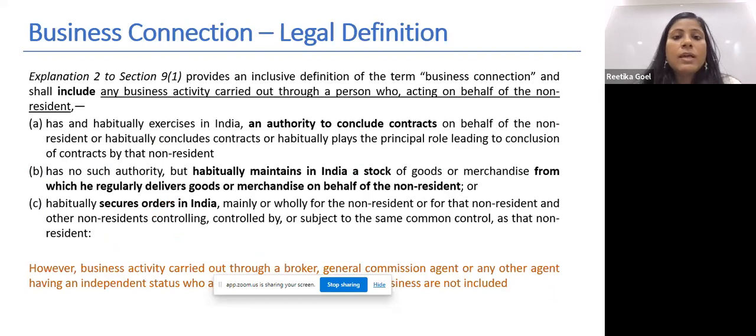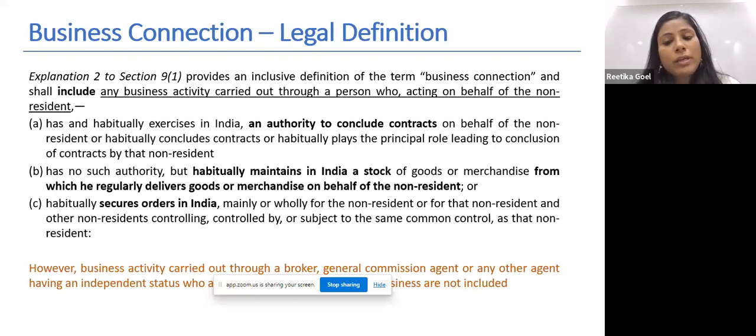The explanation 2 of section 9.1 states that any business activity carried out through a person acting on behalf of a non-resident who has or habitually exercises in India an authority to conclude contracts, habitually maintains in India a stock from which he regularly delivers goods or merchandise, or habitually secures orders in India. So it's a very wide definition wherein if a person has the authority to negotiate and conclude contracts, the person may not sign the contract, but he has the authority to negotiate and finalize the deal with the customer, and he can take a conscious call whether to go ahead with the bid for this customer or to back off from the deal. If that authority is with that person and the person is based in India, then that non-resident taxpayer will establish a business connection in India.